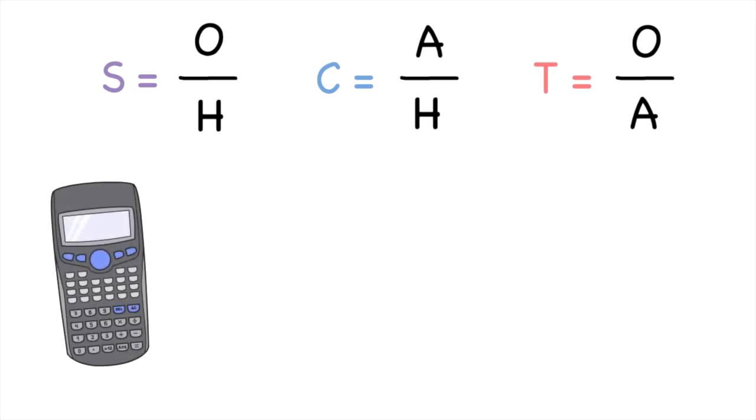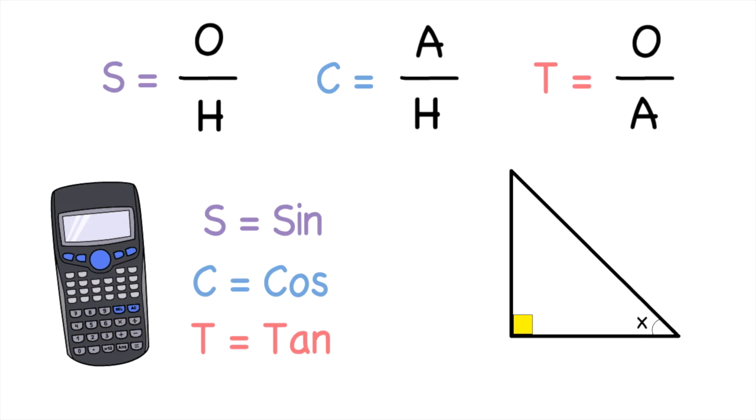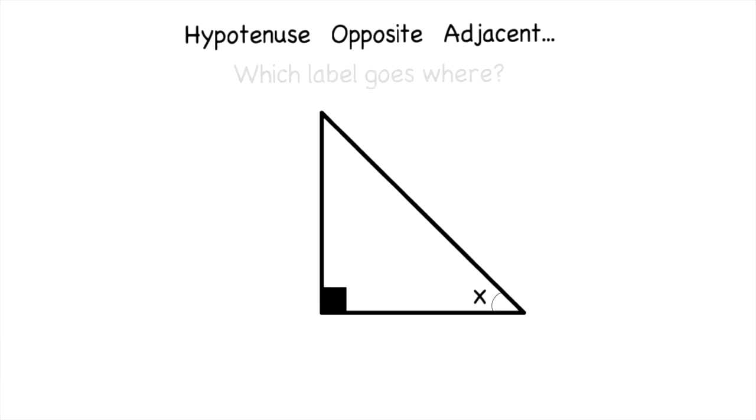The coloured letters S, C, and T are just buttons on your calculator. If you have a scientific calculator, you'll be able to see the sin, cos, and tan buttons. The other letters stand for labels of your triangle. H stands for hypotenuse, O stands for opposite, and A stands for adjacent. The way in which you label your triangle changes depending on what information you're given. So let's look at which label goes where.